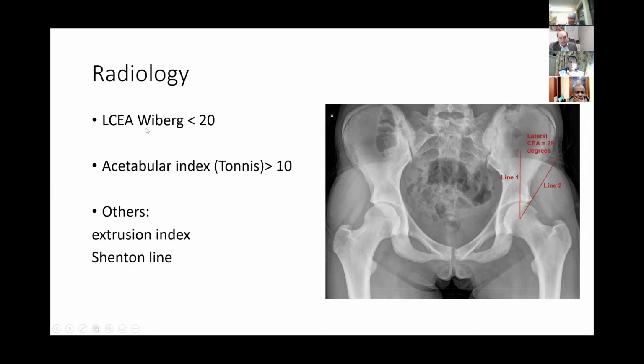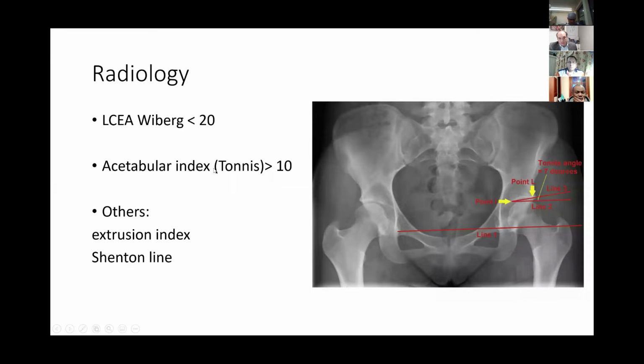The lateral central edge angle less than 20 degrees indicates frank dysplasia. Between 20 and 24 is borderline. Acetabular index more than 10 degrees is dysplasia, and between 10 and 14 is borderline. In a clinical setting, it's very important that any young adult presenting with pain, you actually measure these angles. If you're using printouts, measure them using rulers and protractors. If you're using computer software, use it to measure these angles, because they could really sometimes fool you.